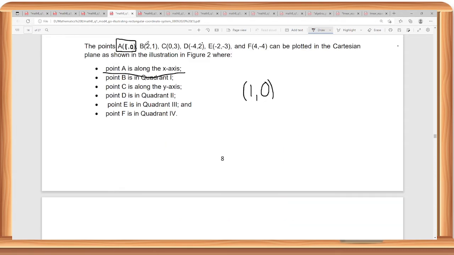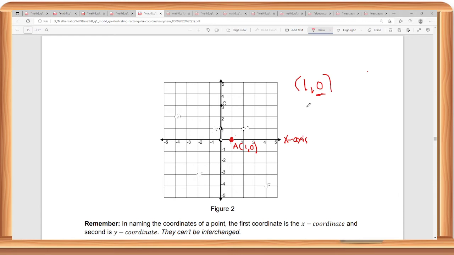Okay, how about point P? Point P has both positive x coordinate and positive y coordinate. So let's locate it here. B has 2 and 1. Here is the x coordinate, so this is the x. Positive 2 is here. And then your y is positive 1, so it's going up here. This is 1. So meeting them here, this is point B, wherein the x coordinate is 2 and the y coordinate is 1.